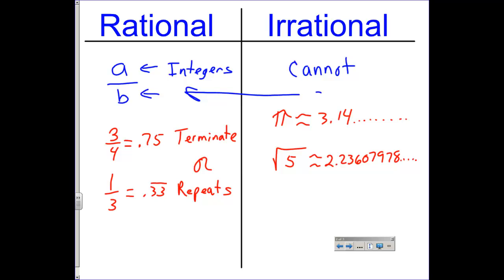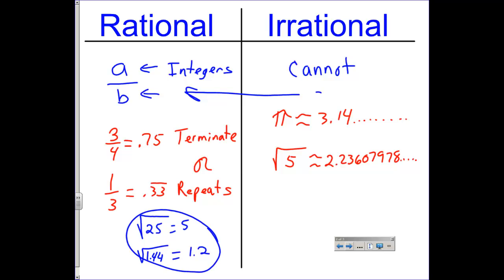Now don't get that confused with something like this. If I did the square root of, let's say, 25, which we know is 5, that terminates. Or if I did the square root of, let's say, 1.44, which comes out to 1.2, both of these are terminating decimals, so they are actually considered rational numbers. So the easiest way to tell if a number is rational or irrational is to look at its decimal form.